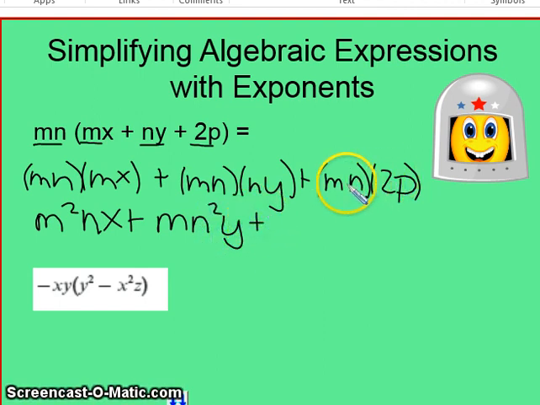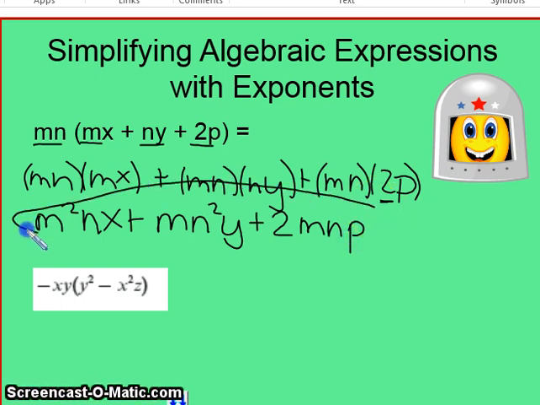And then in our final term, none of these factors are the same, so we're not going to be able to get any exponents here. I am going to move this 2 to the front of the expression, just because we like our coefficients to be in front. So I have 2mnp. And there is our simplified expression.